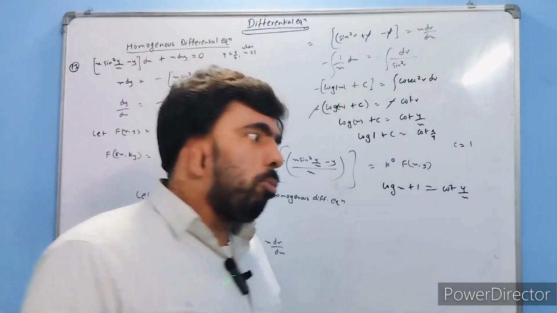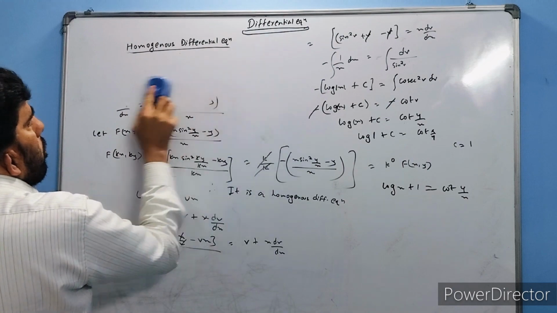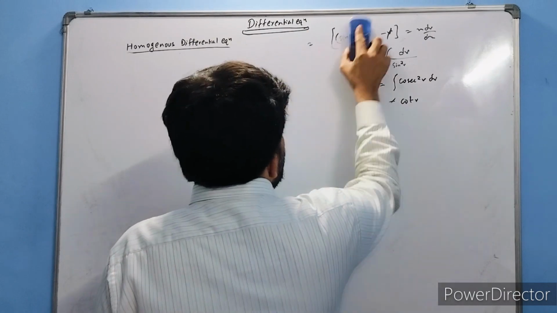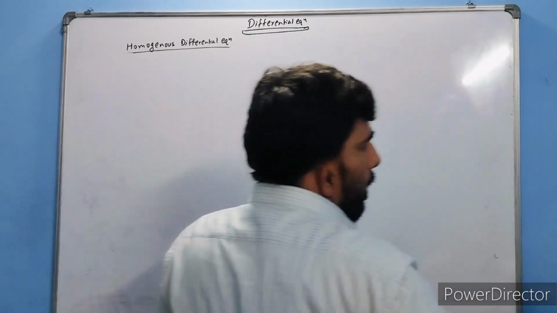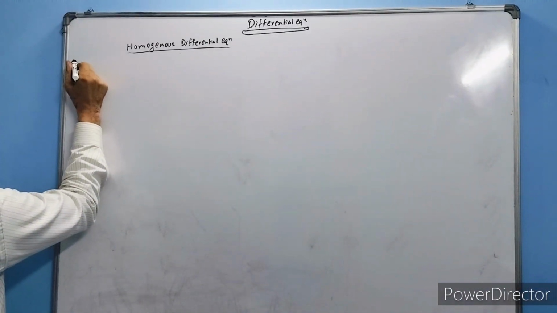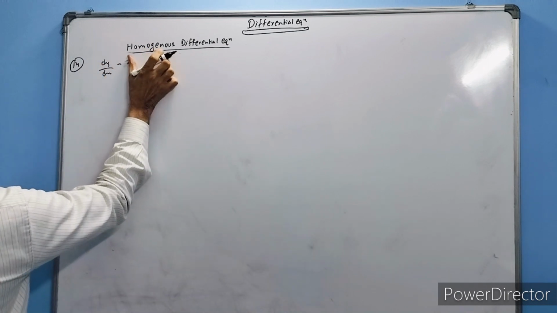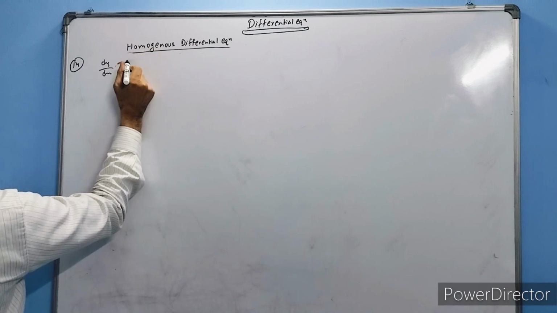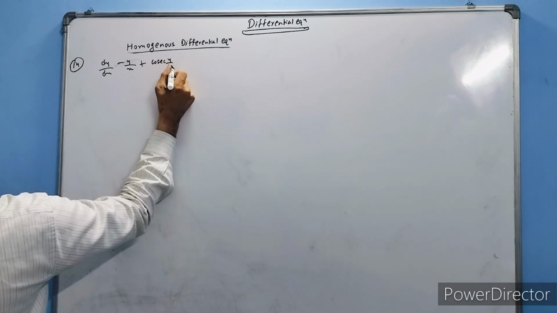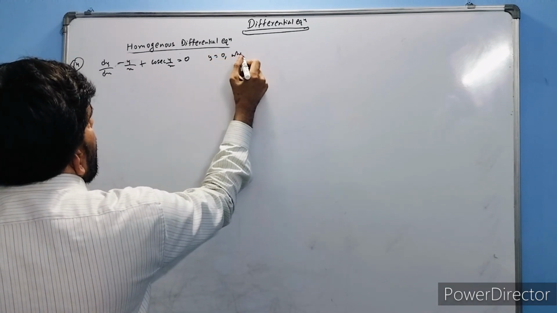Now let us try to solve the 14th question. We have just solved 13 questions, so now we'll try to solve the 14th. What have they given? Let us see. They have given dy upon dx minus y upon x plus cosec (y upon x) is equal to 0. They have given y is equal to 0 when x is equal to 1.